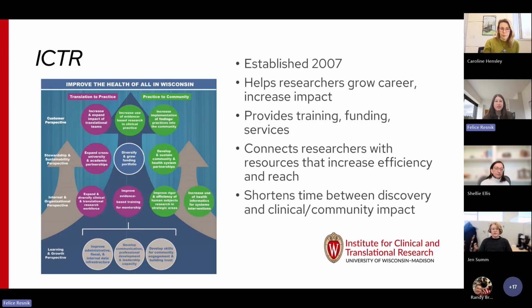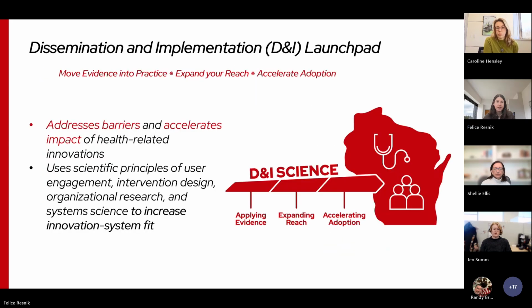It was established in 2007, so we've been on campus for about 20 years, and really the goals are to help researchers grow their careers to increase impact. There are lots of resources available at ICTR. The vast majority of them are free to use, so I encourage you to look at the website to see there's opportunities around training, connecting with different resources such as protocol development or biostatisticians, as well as our D&I Launchpad. And we're really hoping to shorten the time between discovery and impact.